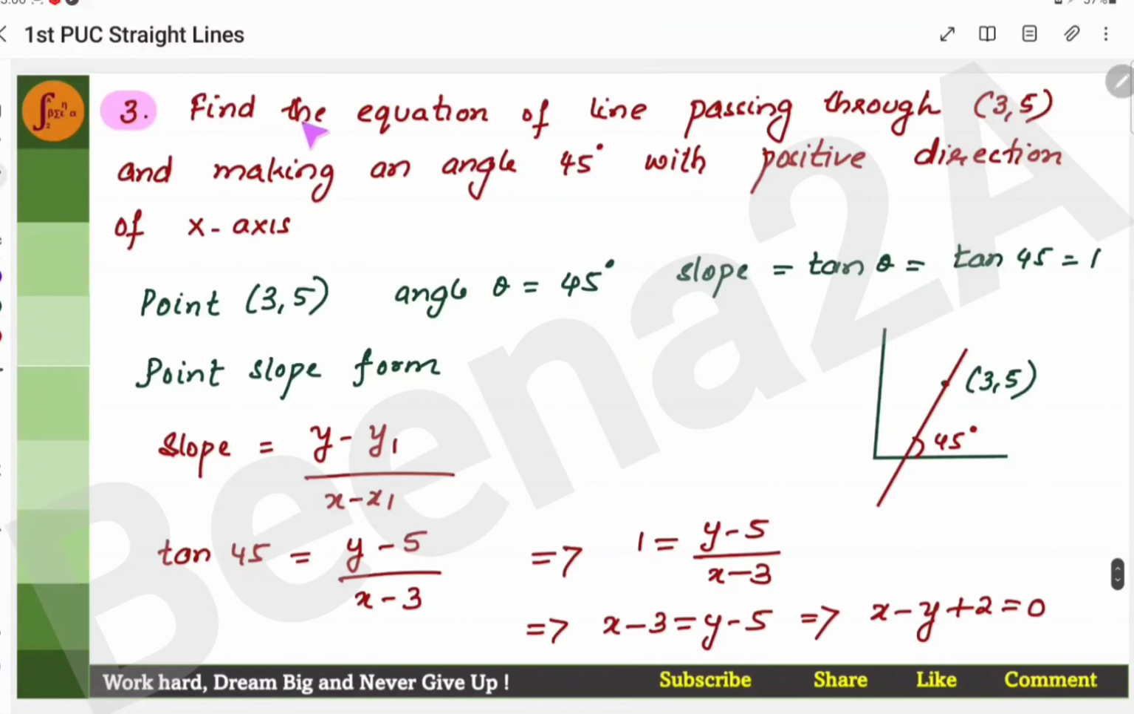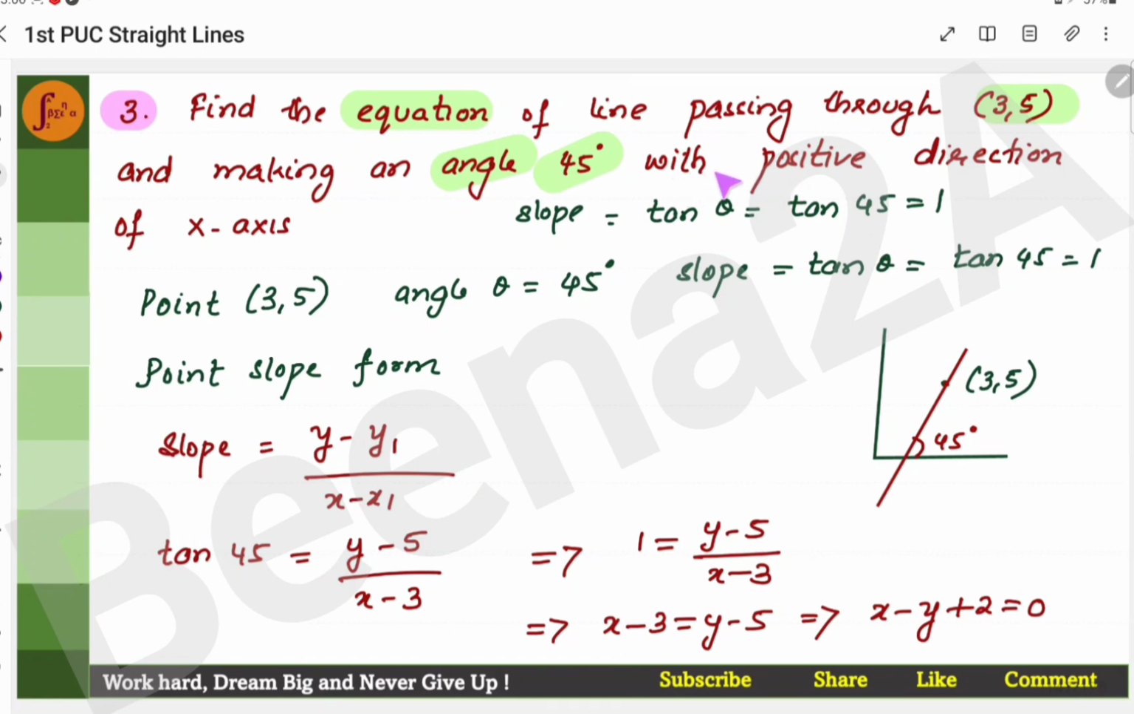Now third one, find the equation of line passing through the point 3, 5 and making an angle of 45 degree. Angle 45 degree means you can find out slope. What is slope? Tan theta. What is theta here? 45. Tan 45, which is 1. So you know the slope now.